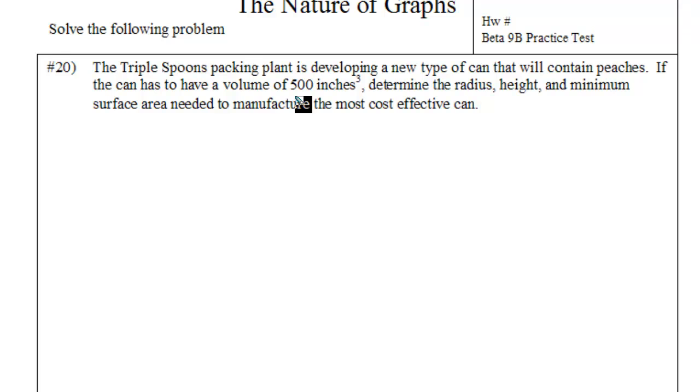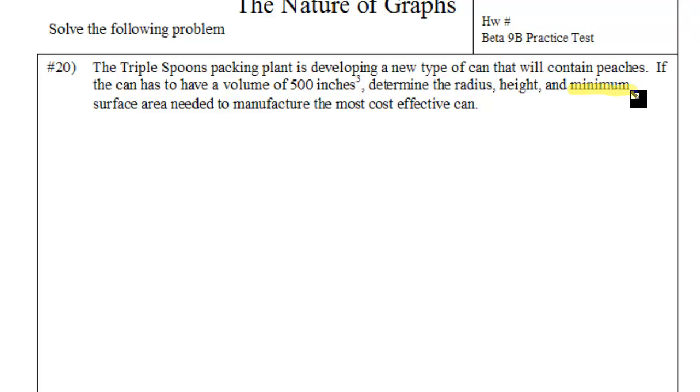Triple Spoon's packing plant is developing a new type of can that will contain peaches. The can's a cylinder. If the can has to have a volume of 500 cubic inches, determine the radius, height, and the minimum surface area needed to manufacture the most cost-effective can.